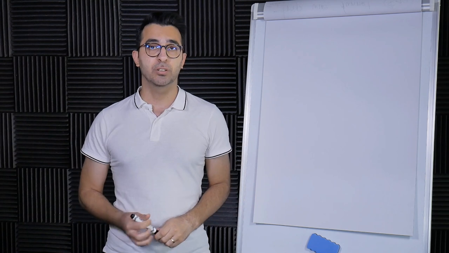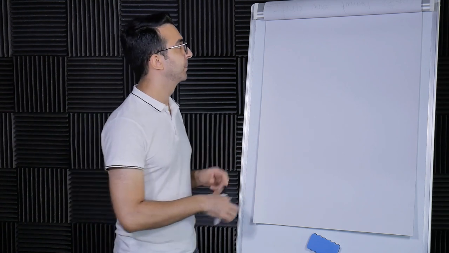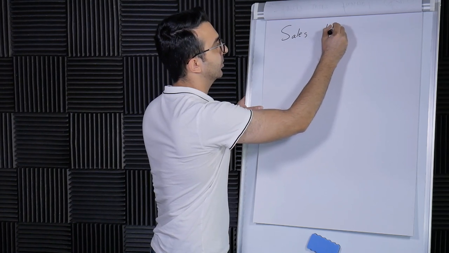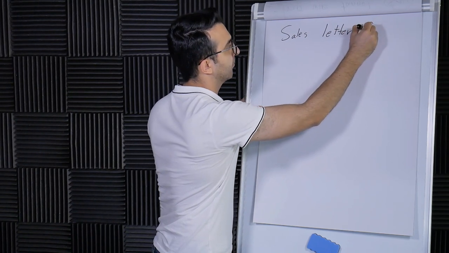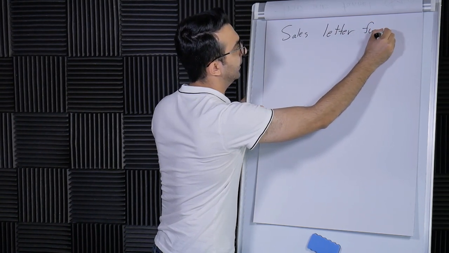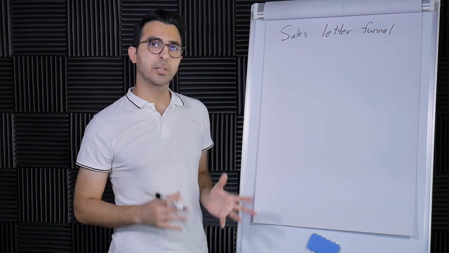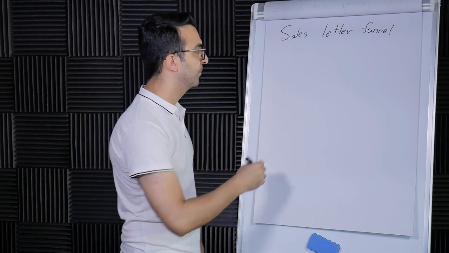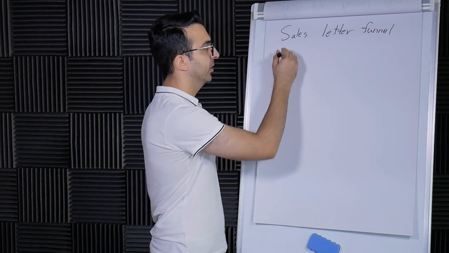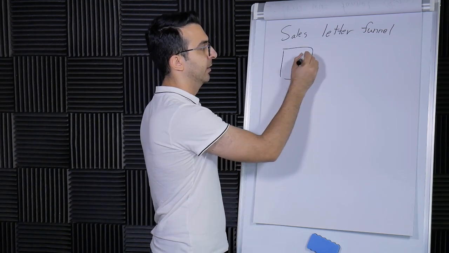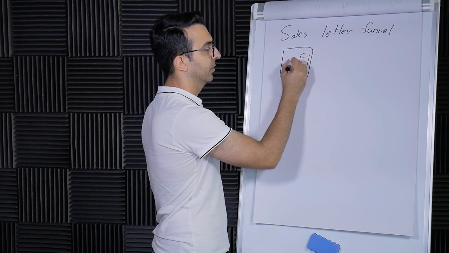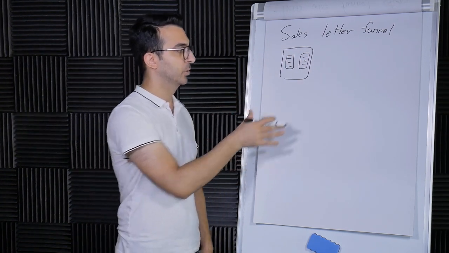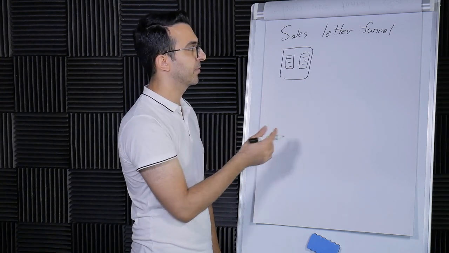In this lecture, we are going to talk about the sales letter funnel. It is more or less very close to the Tripwire funnel, but let's talk about it. In the Tripwire funnel, it was very simple. We had a simple form here and some information about the product. That would be all. It wouldn't be a long page, there wouldn't be other things.